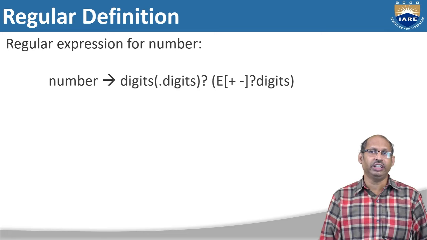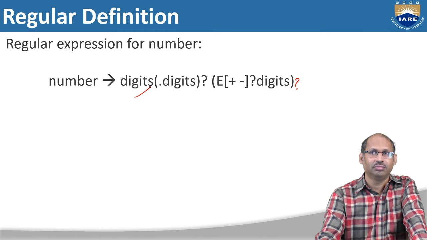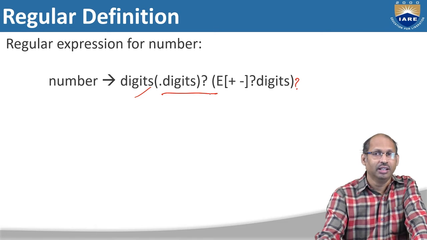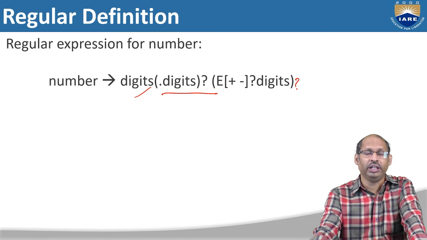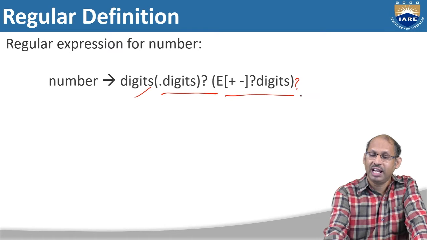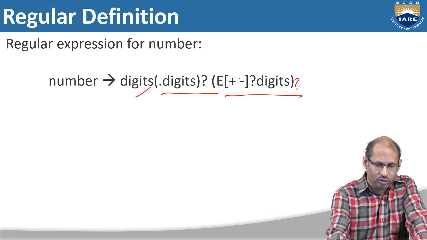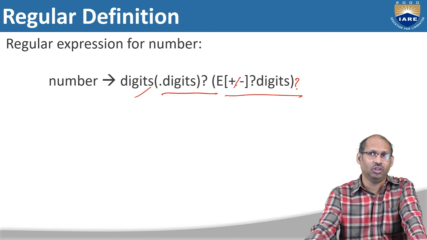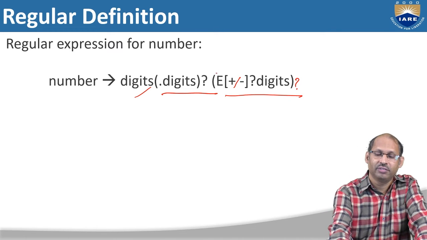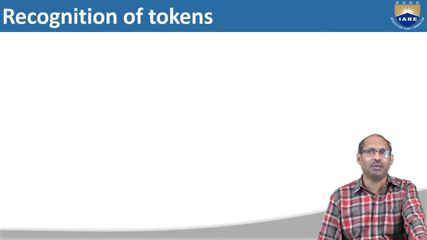So, regular expression for numbers. Number is a digit followed by an optional decimal point followed by digits, so an optional fraction part and an optional exponent part. In the exponent, we may have a plus or minus sign, which is optional. E is a must, representing the exponential. Then 0 or 1 occurrences of sign and the optional exponent part. So this is a regular expression to represent numbers.